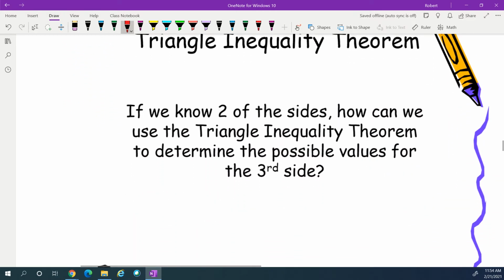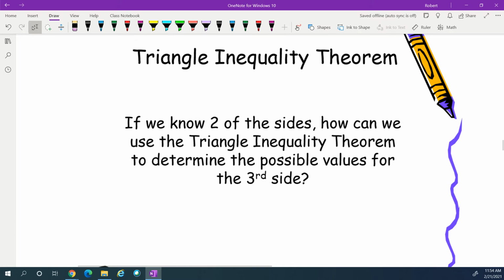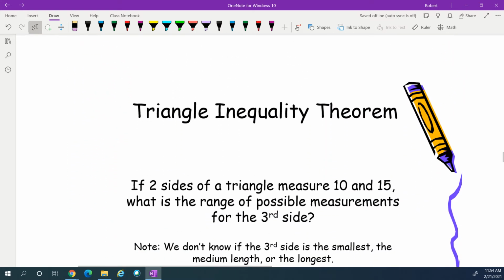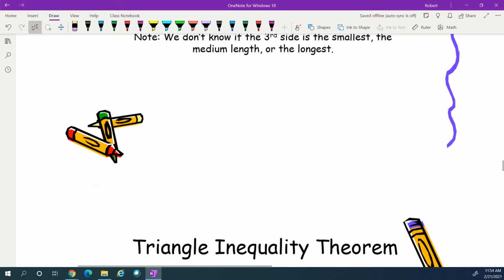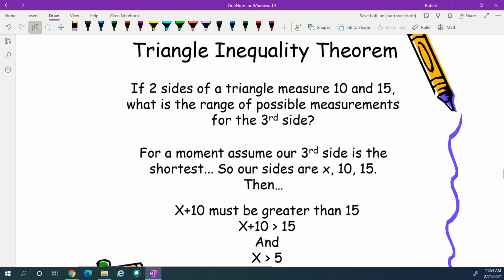Now, we can also use the triangle inequality theorem to determine the possible values of that third side. So if I know two sides of the triangle, I can figure out all the possible values for the third side. The next couple slides go through a few examples. We don't know if that third side is the smallest, the medium, or the largest, so we have to test.